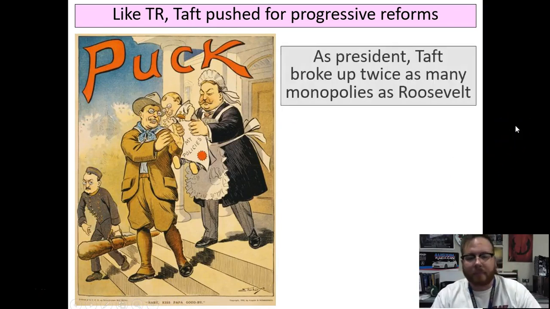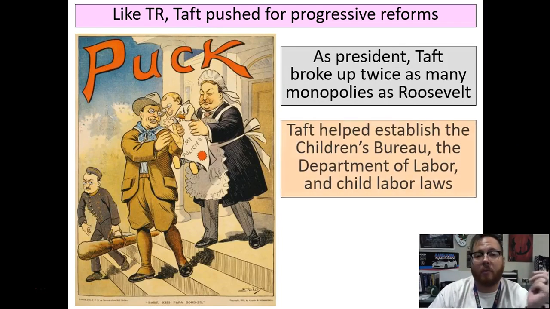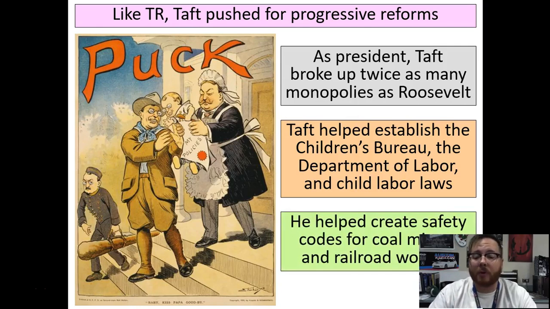You get it? As president, Taft broke up twice as many monopolies as Roosevelt. Roosevelt's still considered to be the trust buster, but Taft was much more of the actual trust buster even than Roosevelt was. Taft helped establish the Children's Bureau, the Department of Labor, and child labor laws to rein that back a little bit, because there's not a real reason that a 7-year-old needs to be digging for coal in the mountains. He also helped create safety codes for coal miners and railroad workers.